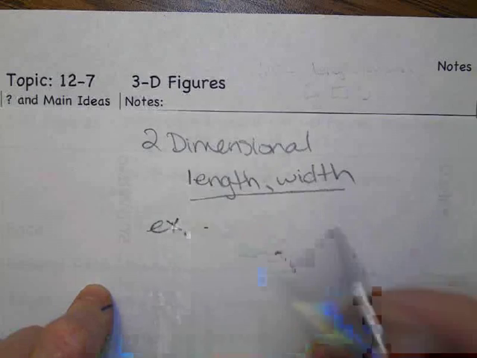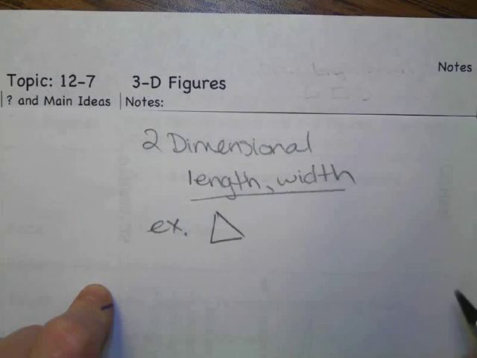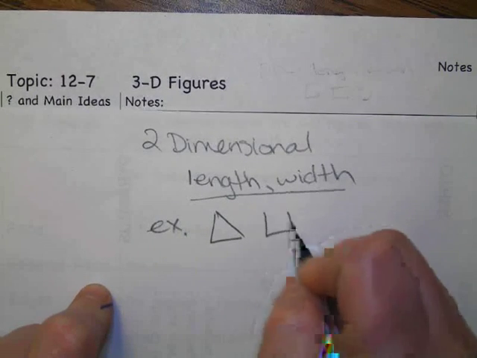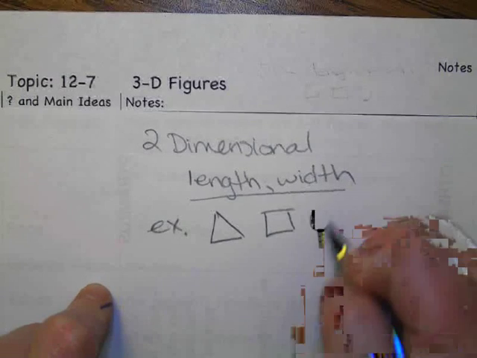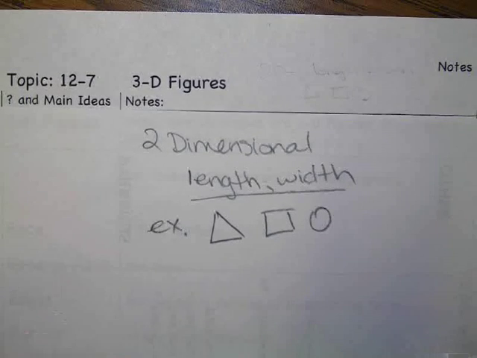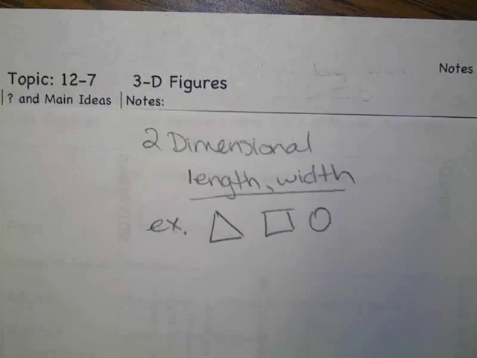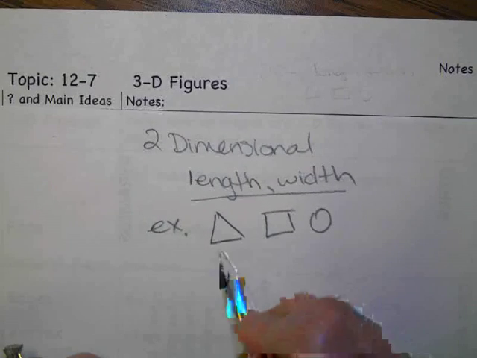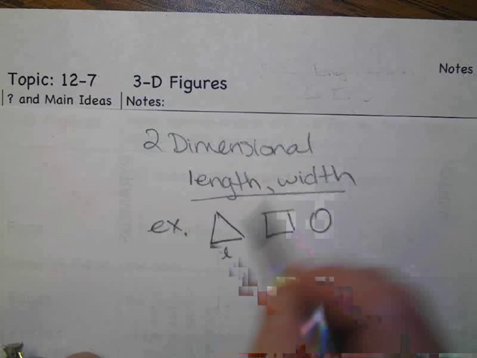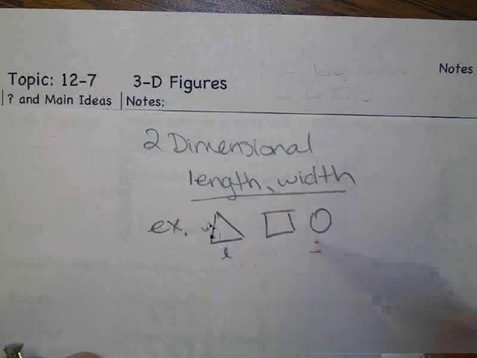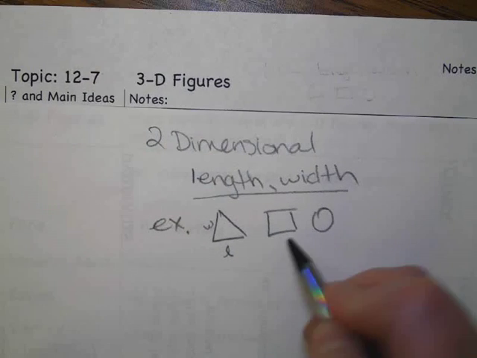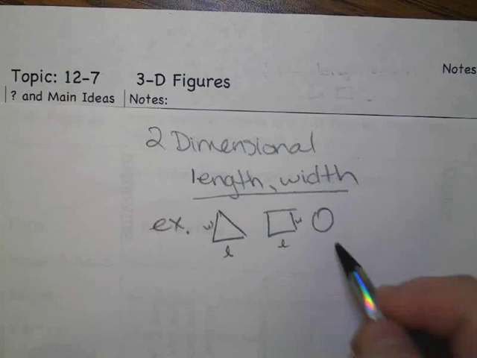Some examples of 2D figures would be a triangle, a square, a circle, a hexagon, a pentagon, a parallelogram, anything along those lines. It just has a length and a width. There's only 2 dimensions there.